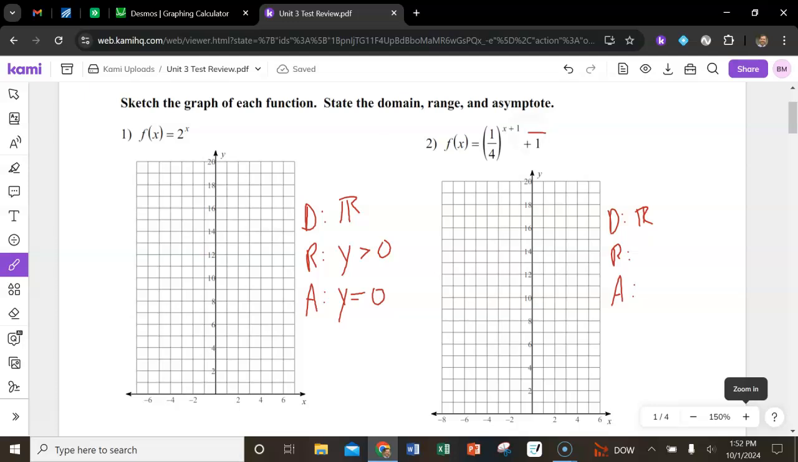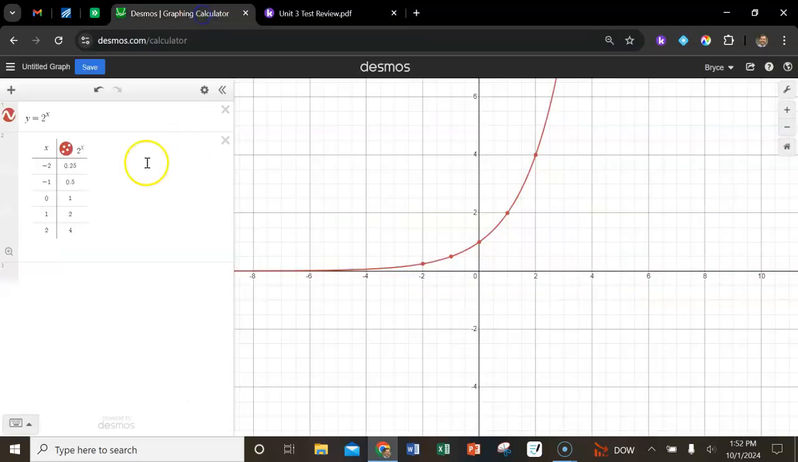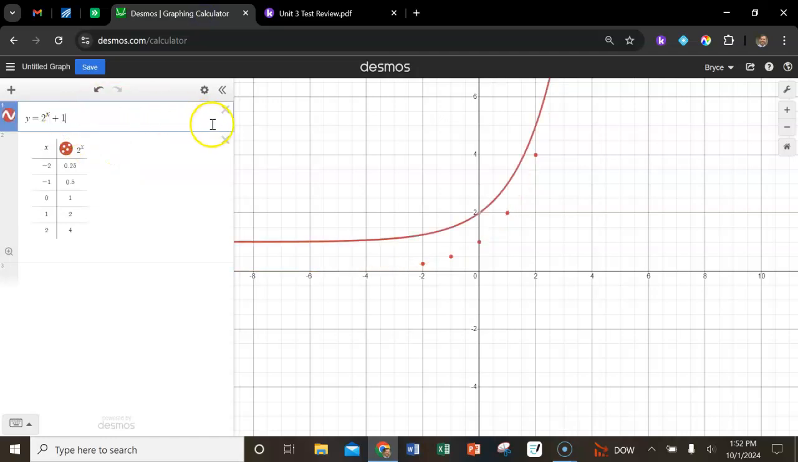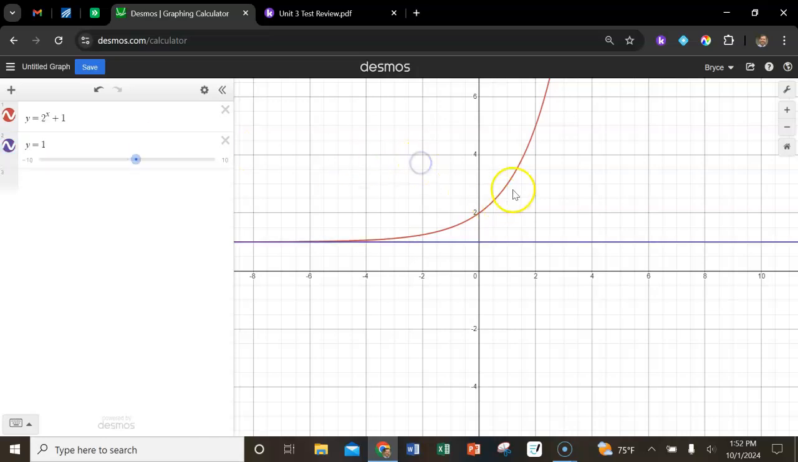If you have a vertical shift, I'll just do that with this first one. So if I had 2 to the x, and let's say I had a vertical shift of plus 1 here, notice it's going to move that up 1. And now I can see that there would be a horizontal asymptote there at y equals 1. And we're approaching 1 as we go off to the left forever.